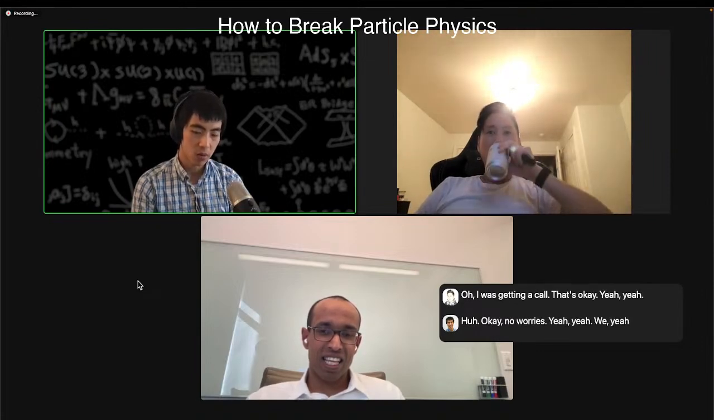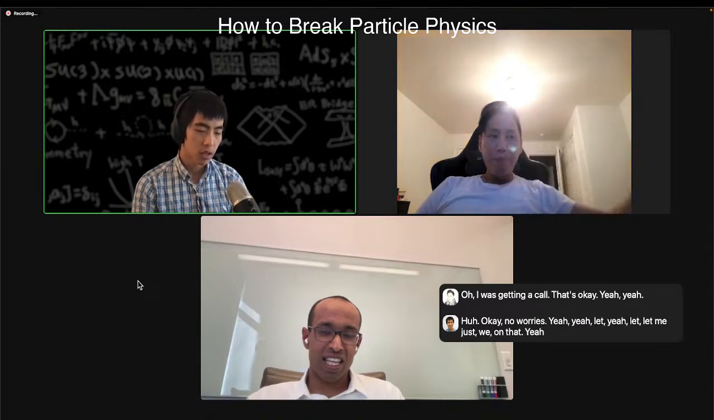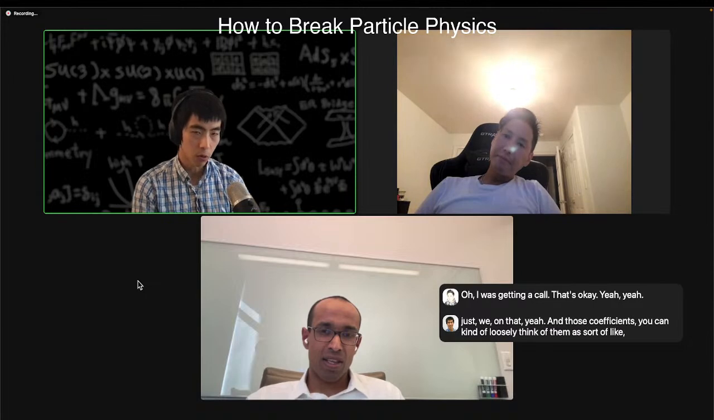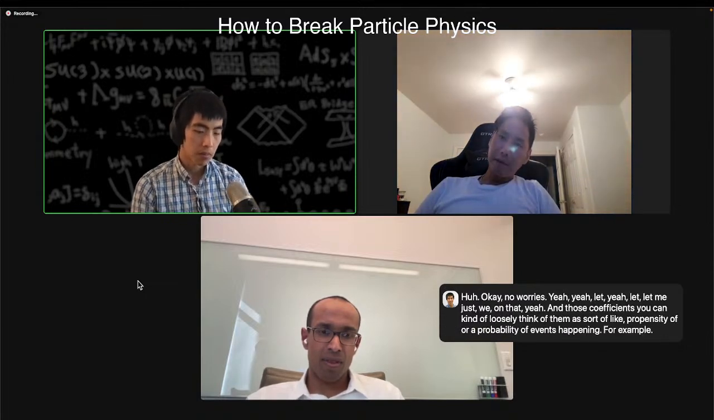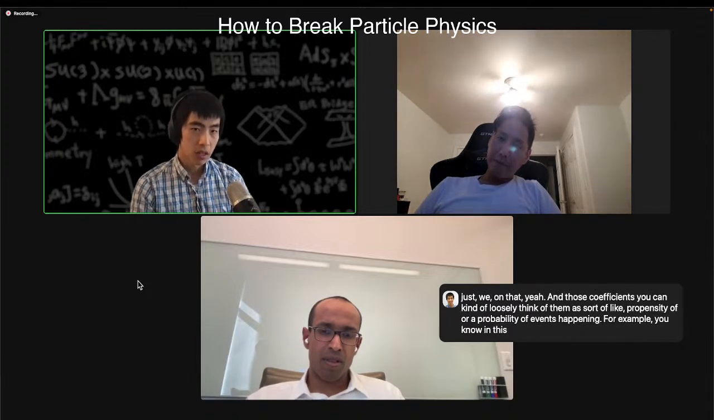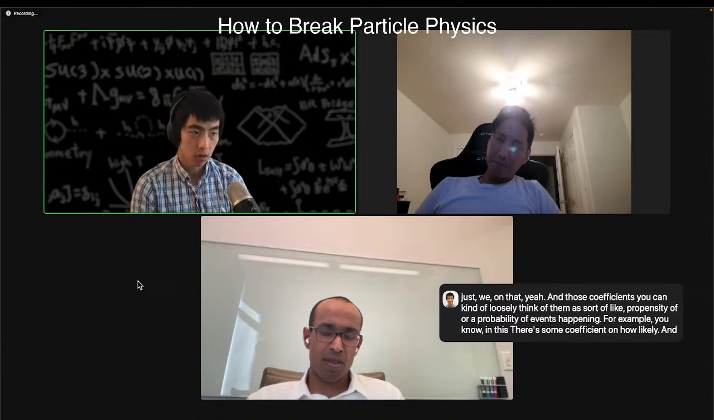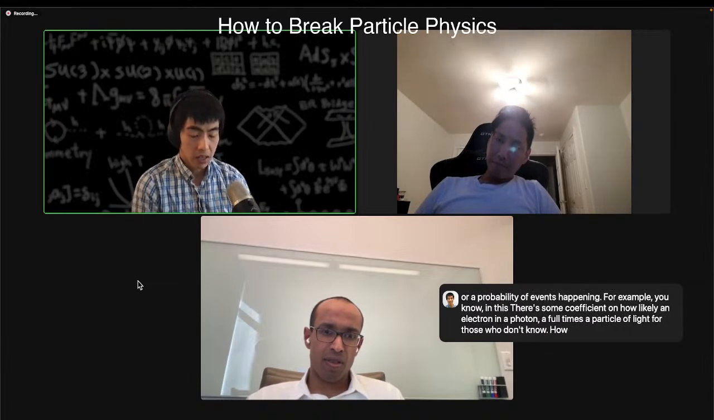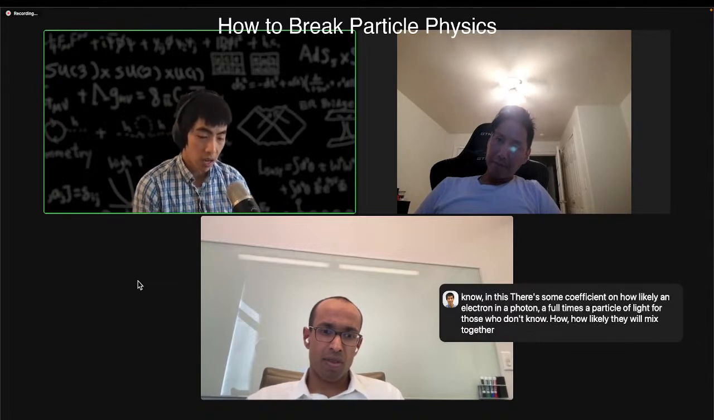Let me just reiterate on that. Yeah, and those coefficients you can loosely think of as a propensity or a probability of events happening. For example, in this cookbook, there's some coefficient on how likely an electron and a photon, which is a particle of light, for those who don't know, will mix together and something could happen.